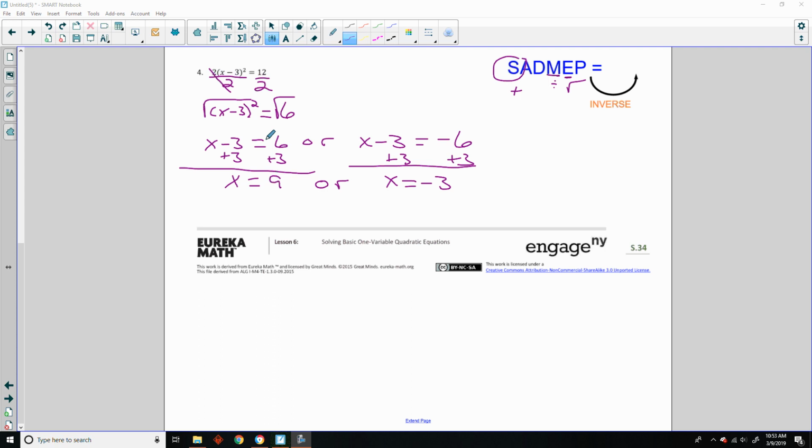Okay, I made another mistake. The square root of 6 is not 6. That's still a square root symbol here, and that's still a square root symbol here. So I don't have 9 and I don't have negative 3. All right, so let me fix this. It will be 3 plus the square root of 6, or 3 minus the square root of 6. It did not say to put it in decimal form, so I'll just leave it like that. You could put that in your calculator and estimate, but I will leave that in radical form.